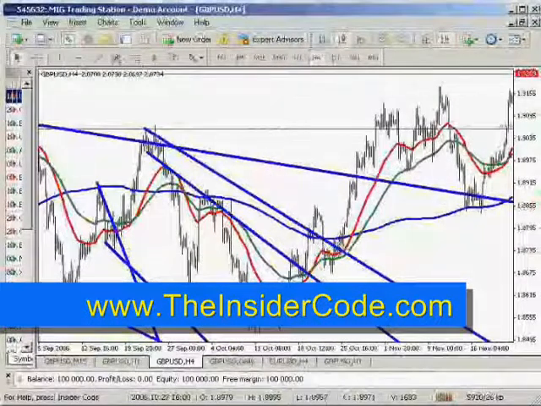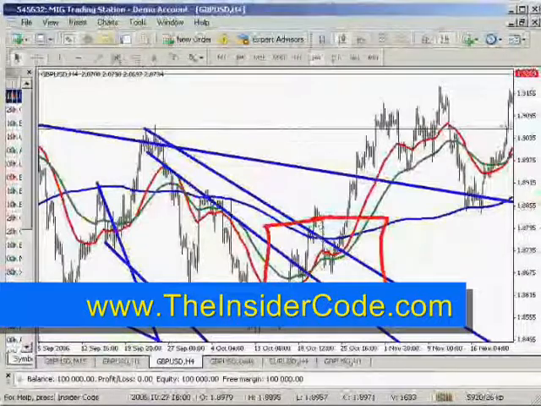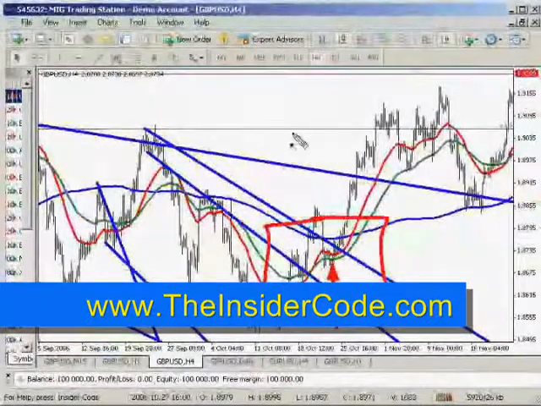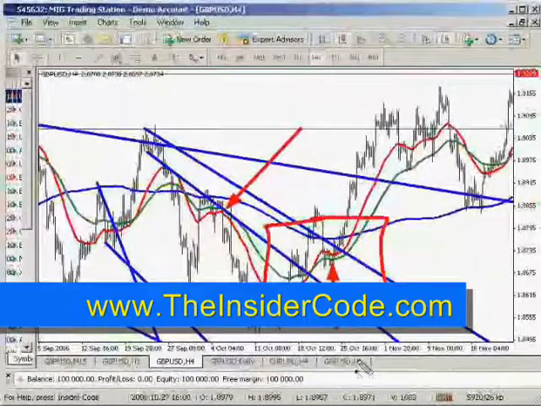When you look at it here, this is not. Notice how the moving average got close, but it simply didn't cross. As with over here, moving average got close, but it didn't cross.